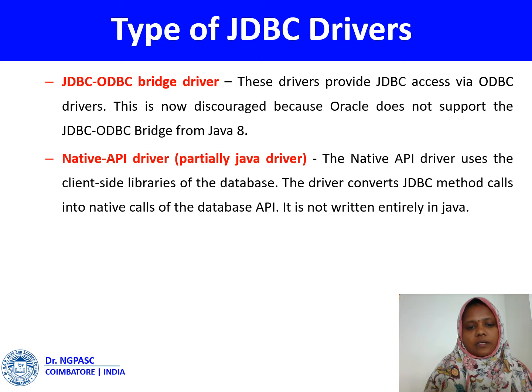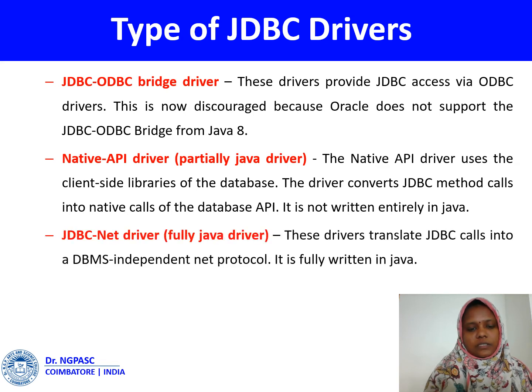The second one is the native API driver, partially a Java driver. This type of driver uses the client-side libraries of the databases. The driver converts the JDBC method calls into native calls of the database API. It is not written entirely in Java; it is partially in Java. This is the next invention after the JDBC ODBC bridge driver. The third one is the JDBC net driver. This driver translates the JDBC calls into a database independent net protocol. It is fully written in Java.